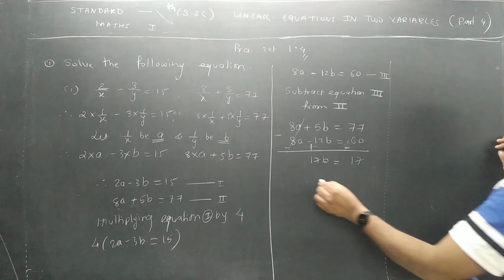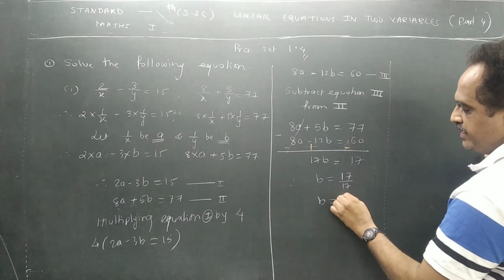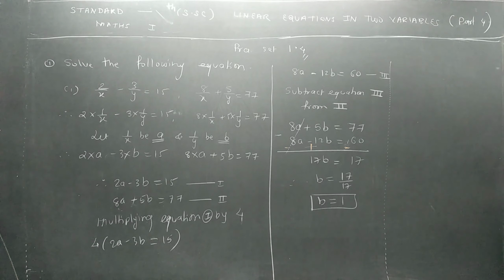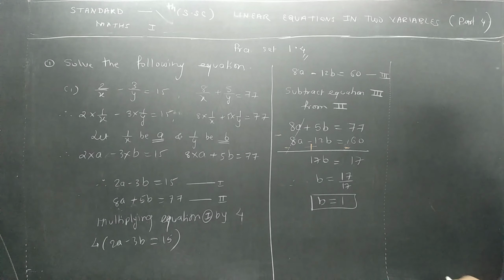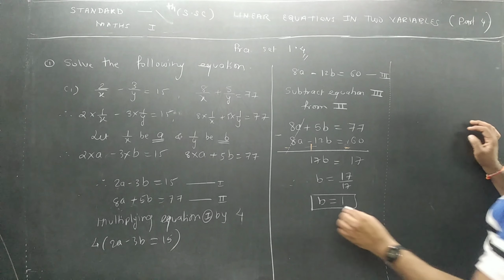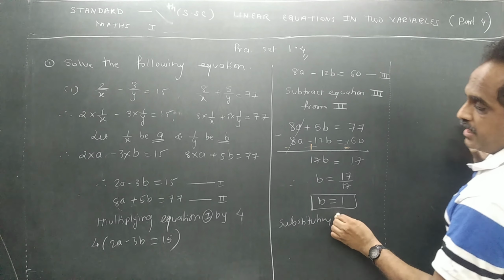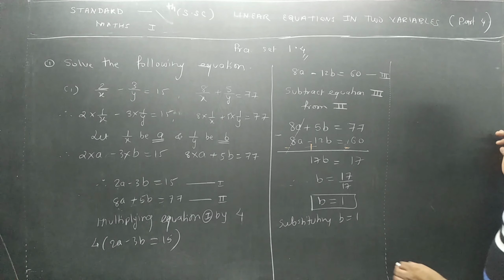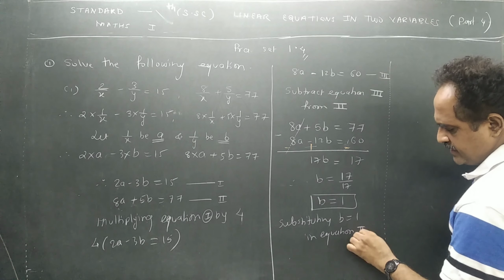So ultimately what did I get? B is equal to 17 upon 17, and b is equal to 1. Okay, you got the answer for b. See, now what I'm going to do, I will just consider which one is the easiest equation. You can consider this, that also makes no difference. So what will happen then? Substituting b is equal to 1 in, say, equation 2. You can place it anywhere.